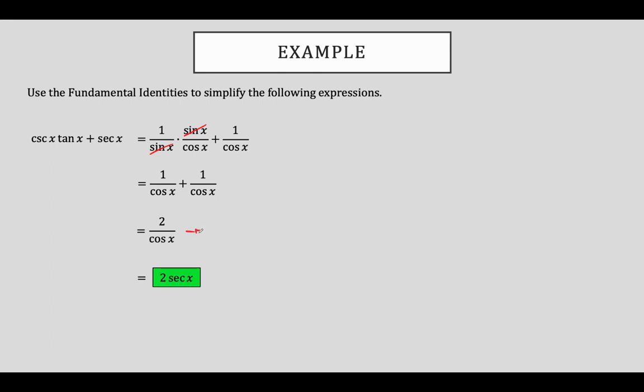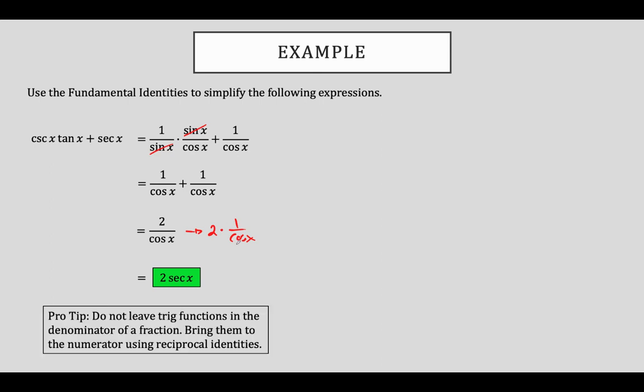Notice here, this would be the same thing as 2 times 1 over the cosine of x, giving us 2 times secant x with that reciprocal identity. Here's our next pro tip. Do not leave trig functions in the denominator of a fraction. Here we had cosine in the denominator of a fraction. Instead, bring them to the numerator using reciprocal identities. All right, so I can instead rewrite this as a secant, the reciprocal of cosine, in the numerator. 2 secant x is our final answer.